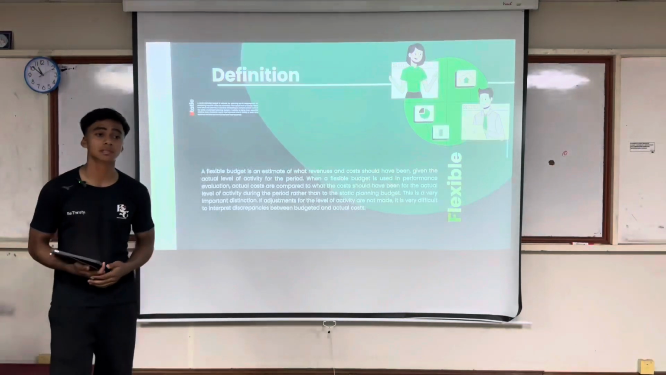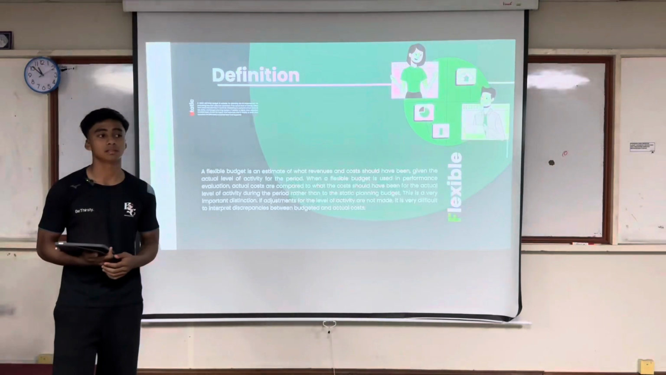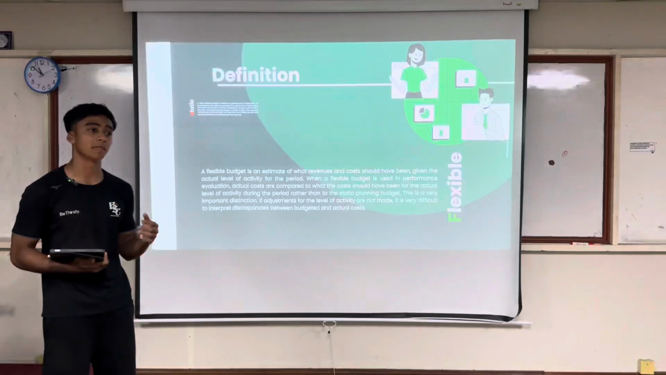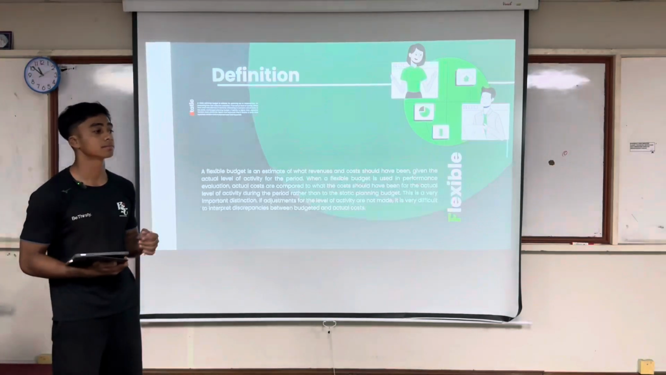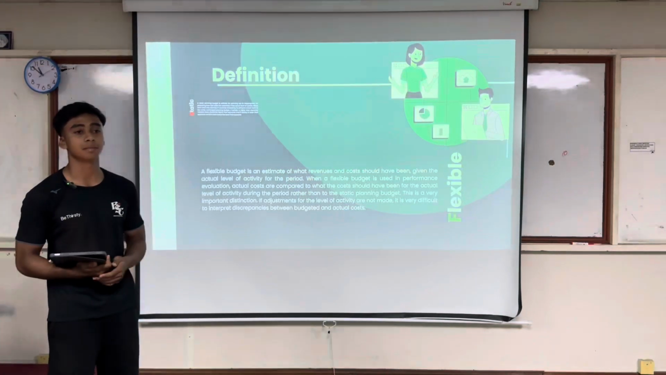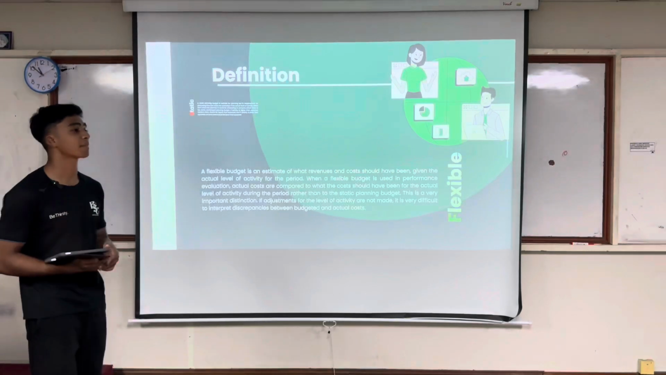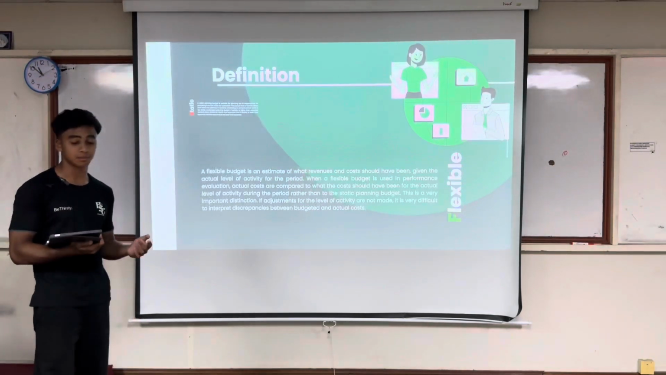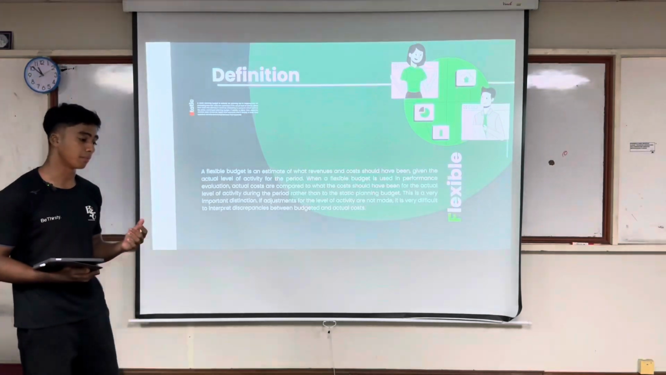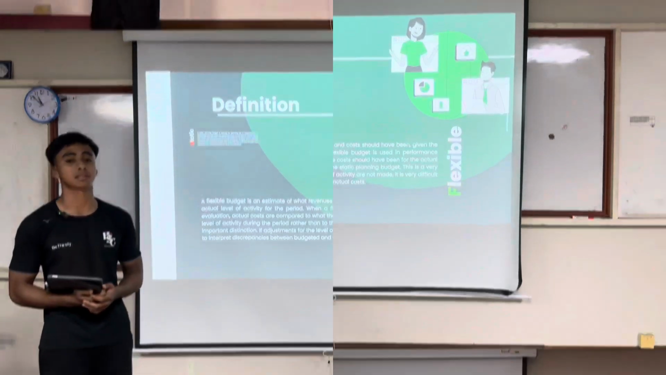I'll give you an example. Let's just assume that a static budget says 1,000 units of product are being sold, but the actual result is only 900 units. Comparing these two numbers, 1,000 and 900, is unfair because the number of units sold isn't the same. So for a flexible budget, the comparison is done using the same number of units sold, making it more accurate and fair, especially when it comes to measuring performance. I'll pass to the next presenter.